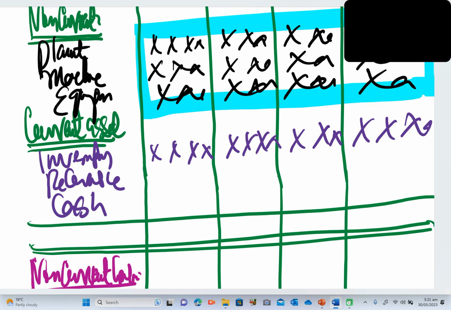Nimemaliza. Sasa inakuja receivable. Receivable is amount to receive. Tumeuza vitu JIDA, tumepewa quotation ya $2,000. Hivi muda unapobadilika ile fedha inaanza kubadilika?